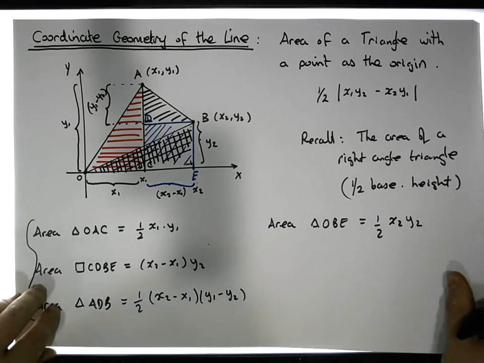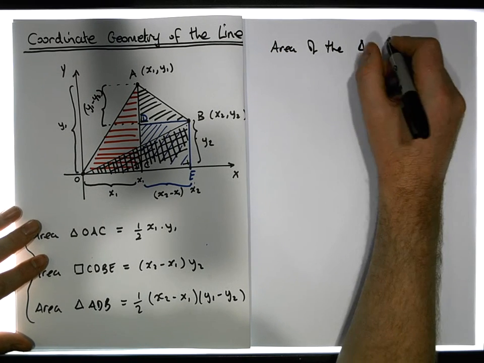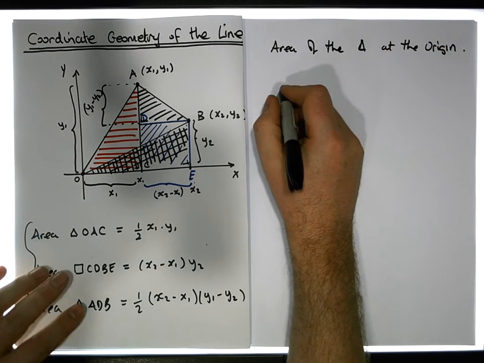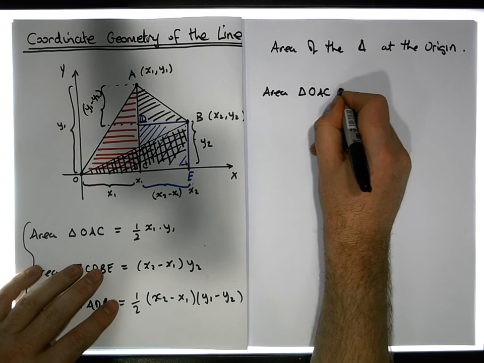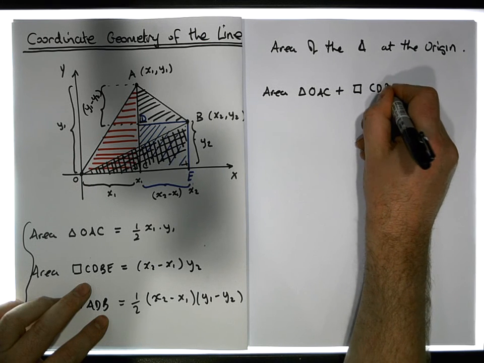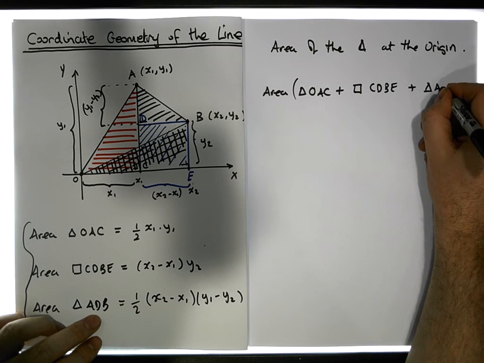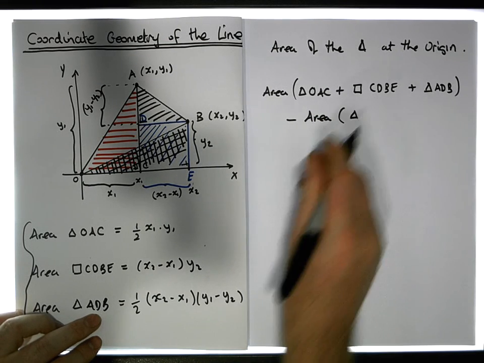So let's do that particular calculation. What I'm saying is this: the area of our triangle, the triangle with a vertex at the origin, is the area of triangle OAC plus the area of the square CDBE plus the area of the triangle ADB, minus the area of the triangle OBE.